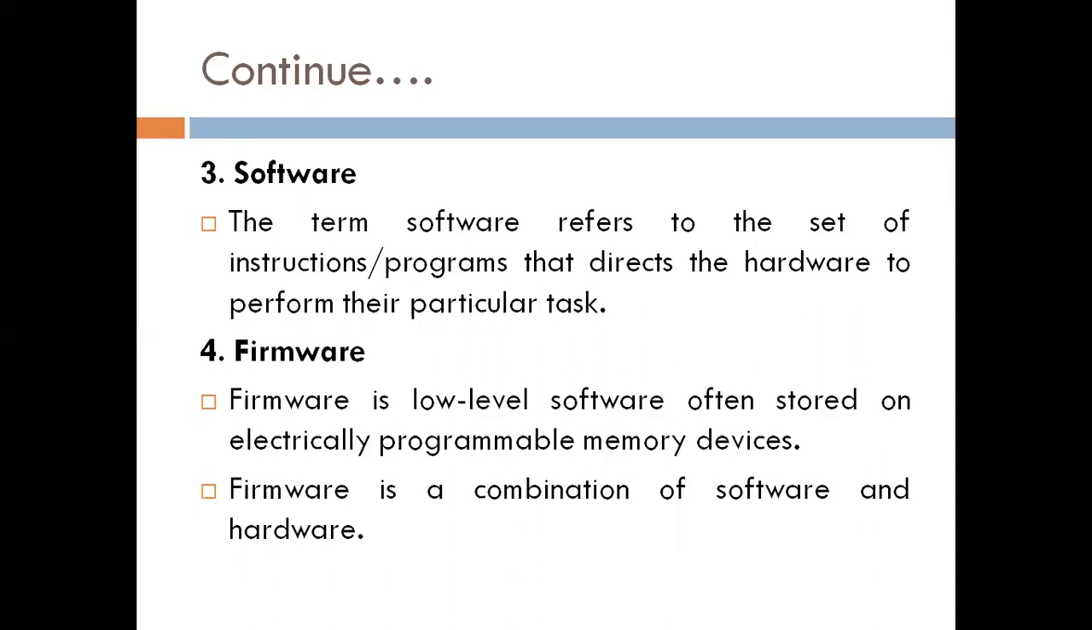Okay. There is another definition, which is firmware. So what is firmware? Firmware is low-level software often stored on electrically programmable memory devices. It is a combination of software and hardware. So there is no extra hardware required in firmware. It is by default a combination of software and hardware.